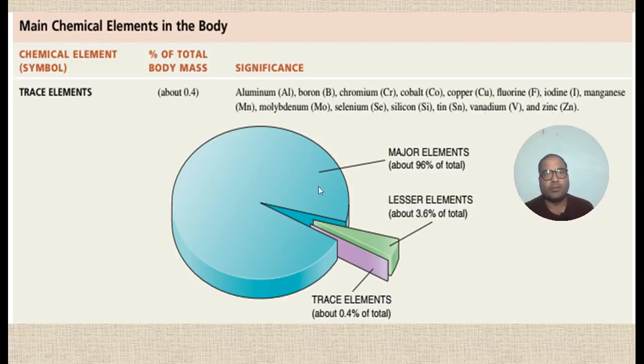In this pie chart, you can easily understand in which proportion each element is present. The major elements are the huge proportion, 96% of total body mass, the lesser elements are about 3.6% of total body mass, and lastly trace elements are about 0.4% of total body mass. So these are the main elements in the body, which can be categorized into three types: major, lesser, and trace elements.